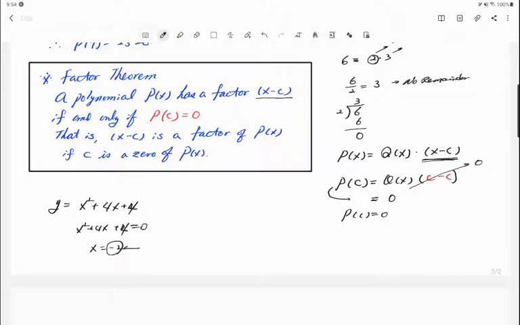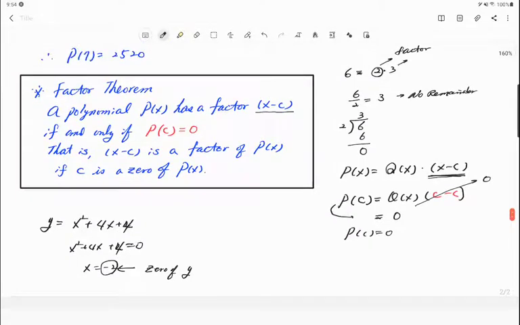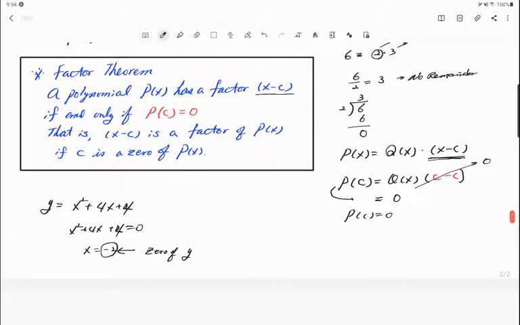Then what do we call this? We call this a zero of the function y. That's what we call it. Since this is equal to x plus 2 times x plus 2 equals 0, by setting each factor, these are the factors, this is a factor, this is a factor, equal to 0.